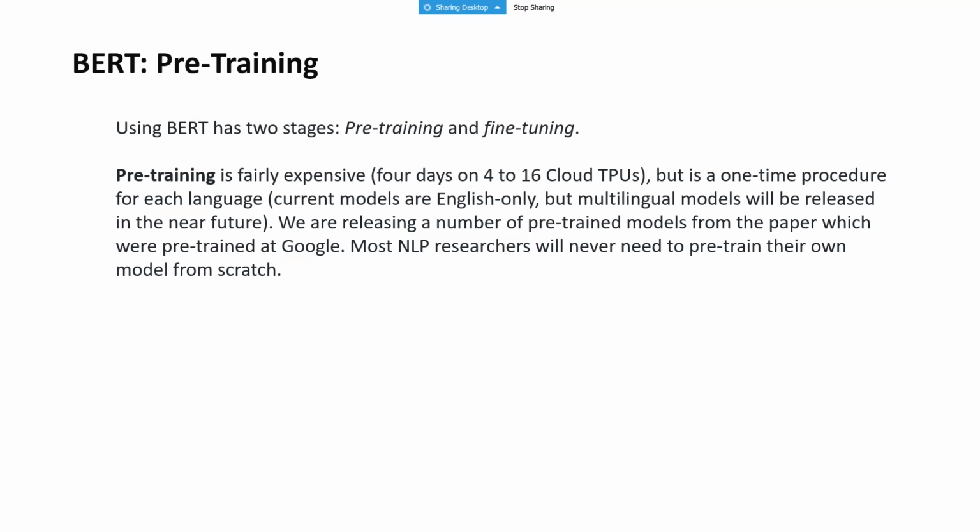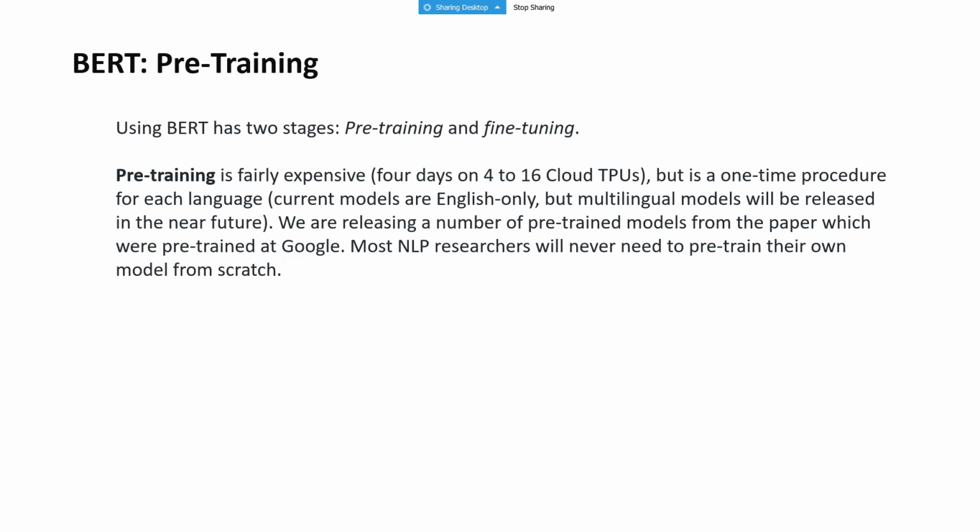Using BERT has two stages: pre-training and fine-tuning. Pre-training is fairly expensive, 4 days on 4 to 16 cloud TPUs, but it is a one-time procedure. For each language, current models are English only, but multilingual models can also be used. We are releasing a number of pre-trained models from the paper which were pre-trained at Google. So basically they claim that most NLP researchers will never need to pre-train their own model from scratch.